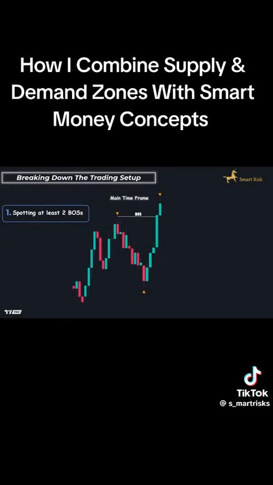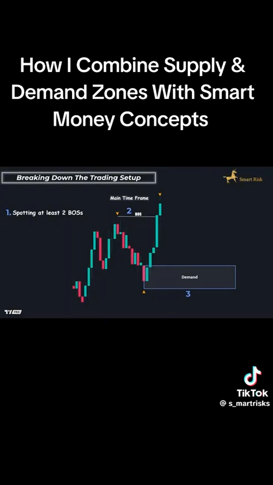Once that happens, shift your focus to the most recent bullish break of structure. From there, trace back to the origin of the bullish expansion move, the move that initiated the break. This origin point is what forms the demand area. The next step is to highlight the most recent unmitigated demand zone on the higher time frame.